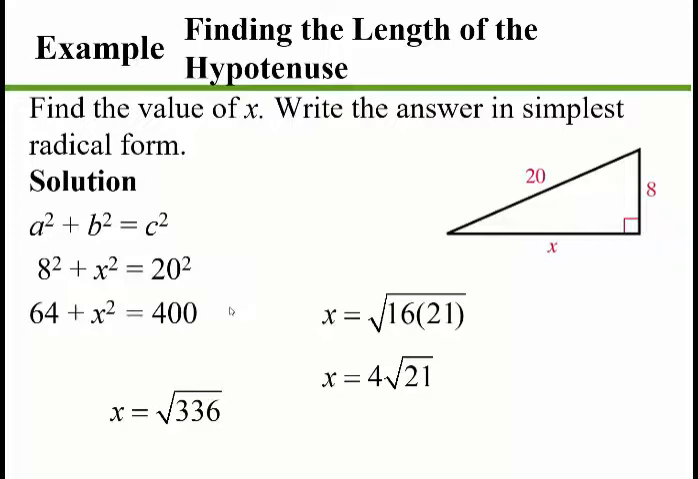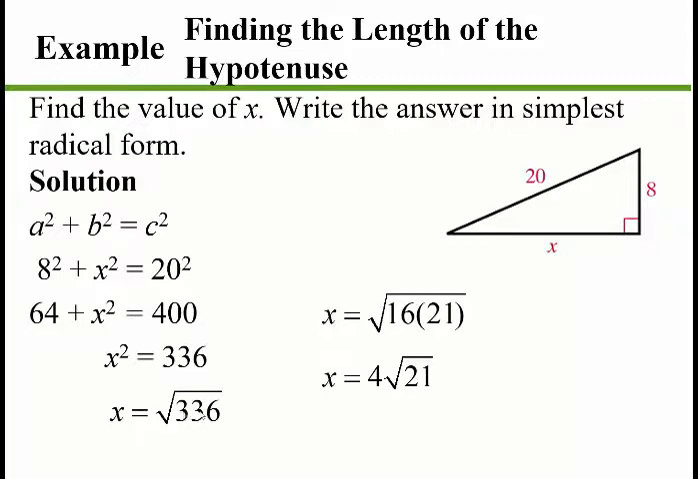Now square both of them. You get this. Subtract the 64 over, and you get x squared is equal to 336. Now you see where the other stuff comes in. To get rid of the square, you take the square root. Now x, the length of this leg, is equal to the square root of 336, but I want it in the simplest radical form.